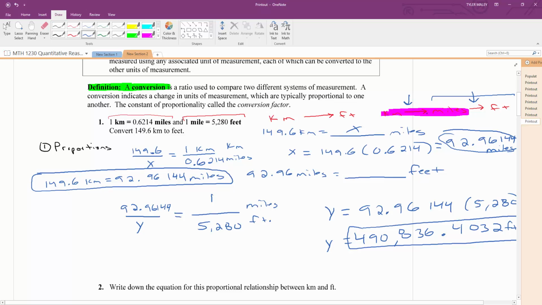Because that indicates a conversion, and every time you convert from one unit to another unit, you're going to have to do another proportion if this is the only method that you stick with. So let me show you an alternative method. So let me erase all this.